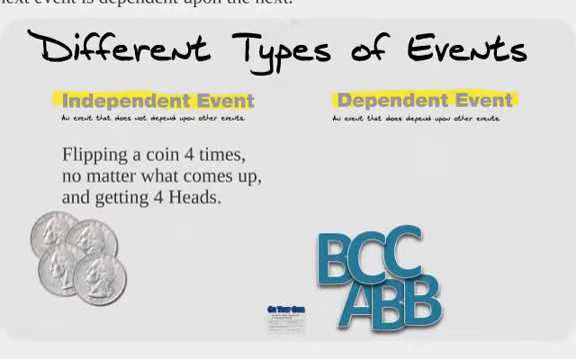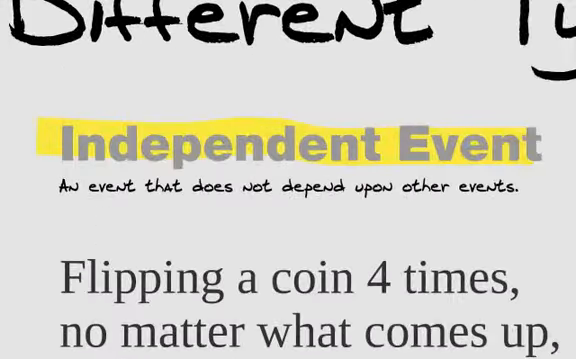So these are the two different types of events that we're going to look at. First one is called independent. And as you might guess, independent does not depend upon the other events. So the first example we looked at wasn't independent. It did depend because I pulled the ball out and I left it out. The second example, where I put the ball back in the bag, would have been independent because the second event did not depend upon the previous one.